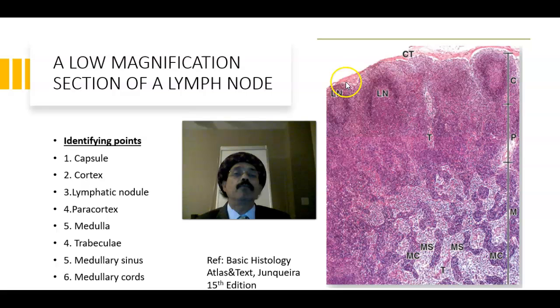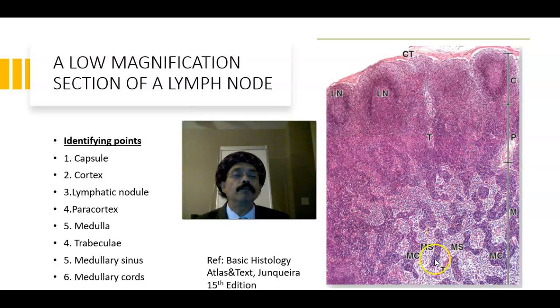So what are the identifying points? The connective tissue capsule is composed of dense irregular connective tissue. We have the subcapsular sinus. We have trabeculae. Trabeculae are also continuous with the subcapsular sinus. We have the trabecular sinus. That sinus will be continuous with the medullary sinus. In the cortex, we have the lymphatic nodule, and just deep to the cortex, we have the paracortex. Then this is the medulla.